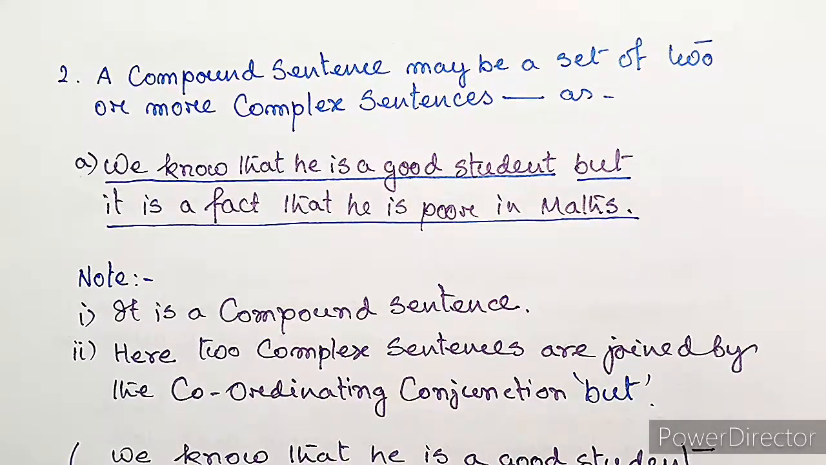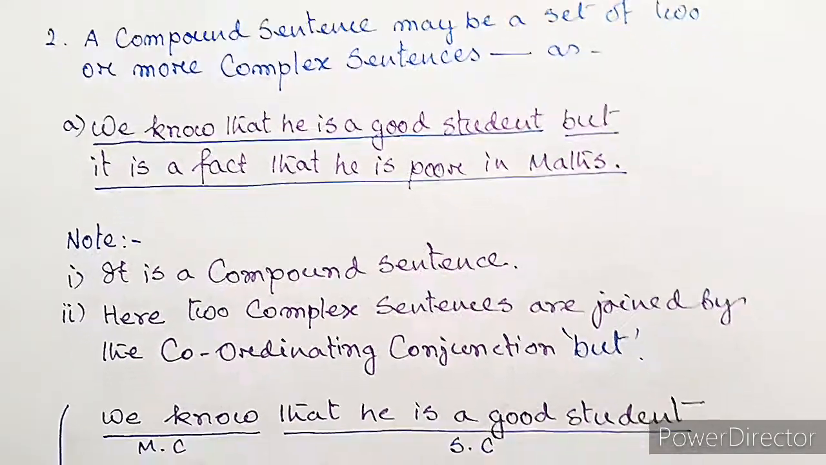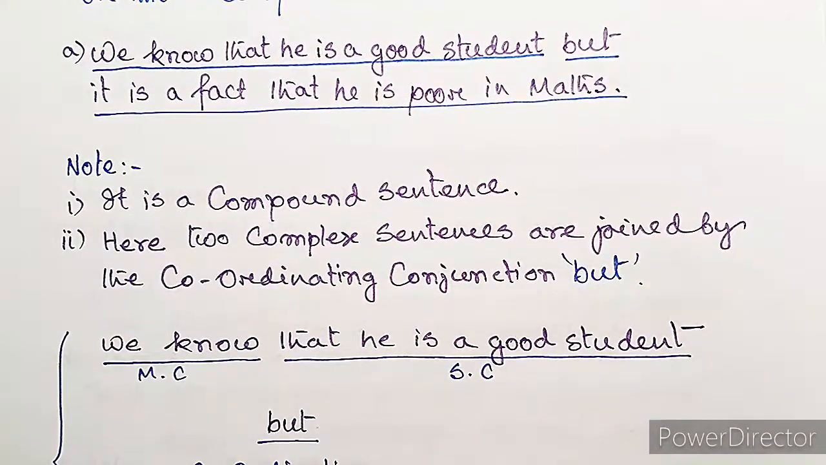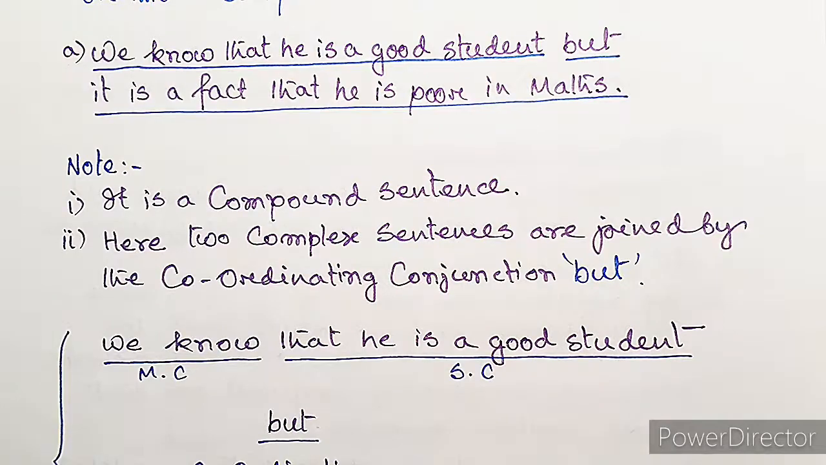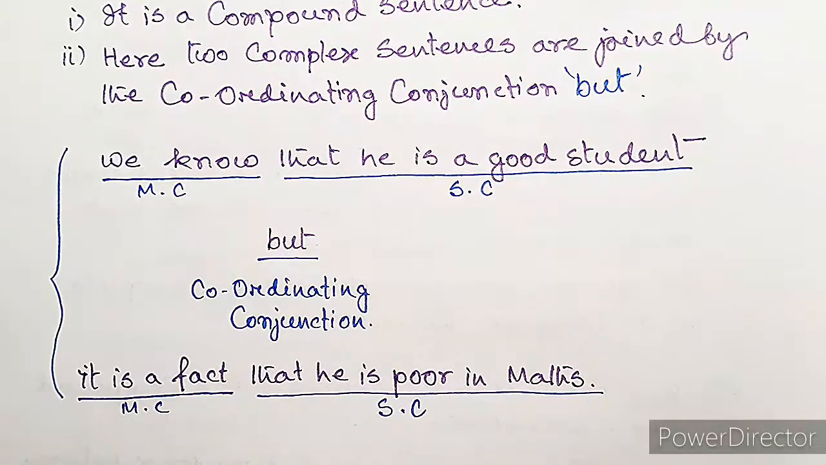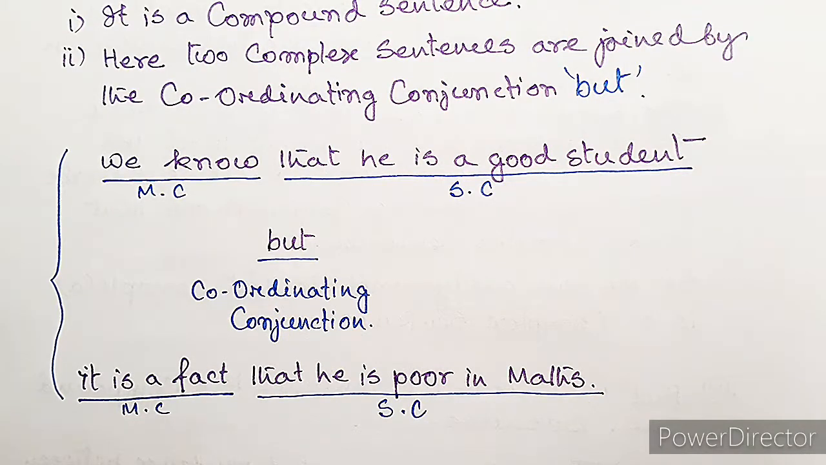note the example, we know that he is a good student, but it is a fact that he is poor in maths. Note, it is a compound sentence. Here, two complex sentences are joined by the coordinating conjunction but. See, the first complex sentence is we know that he is a good student. In this one, the main clause is we know and the subordinate clause is that he is a good student. And the next complex sentence is it is a fact that he is poor in maths. In this one, the main clause is it is a fact and the subordinate clause is that he is poor in maths. And these two complex sentences are joined together by the coordinating conjunction but. So this is a good example of a compound sentence.